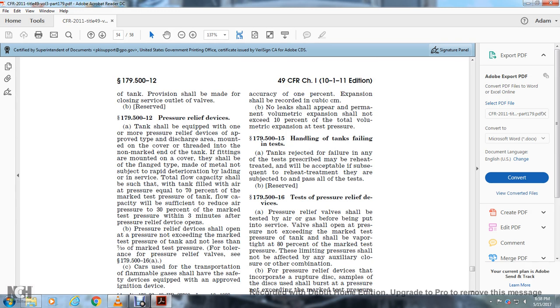179-515 Handling of the tanks failing testing. Tanks rejected for failure of any of the tests prescribed may be reheat treated, and will be acceptable in subsequent reheat treatment. They are subject to the bypass valve test.